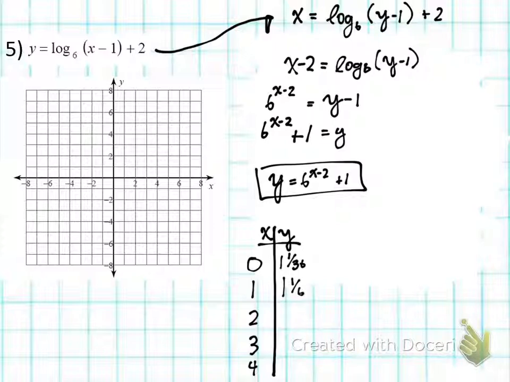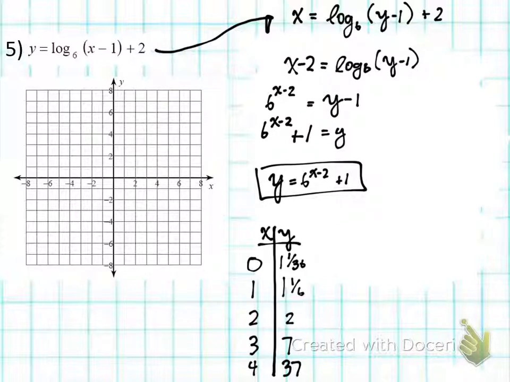2. 2 minus 2 is 0. 6 to the 0 is? 1. 1 plus 1 is? 2. Good. 3. 3 minus 2 is 1. 6 to the first is 6, plus 1 is 7. So that's nice. I'm not dealing with fractions anymore. 4. 4 minus 2 is 2. 6 squared is 36 plus 1 is 37. So that's a really big number, right? That's not going to fit on my graph.